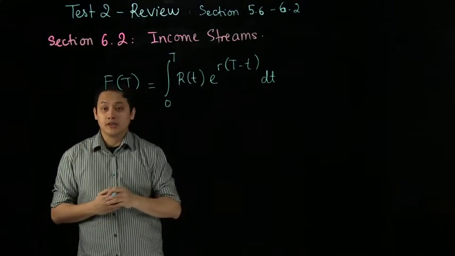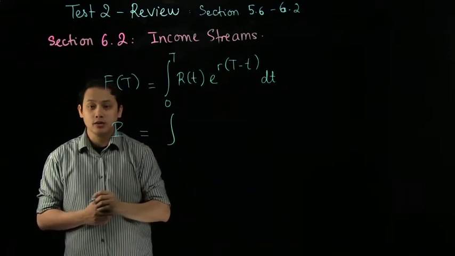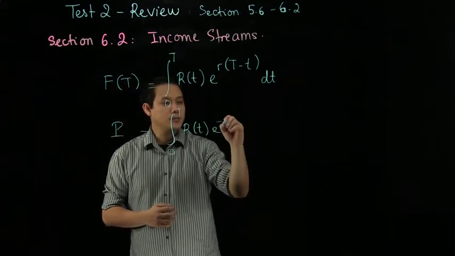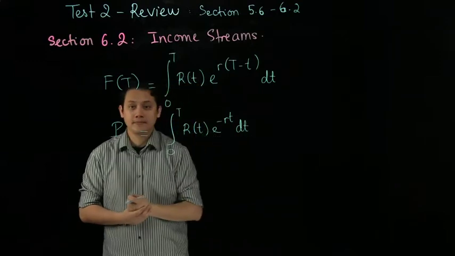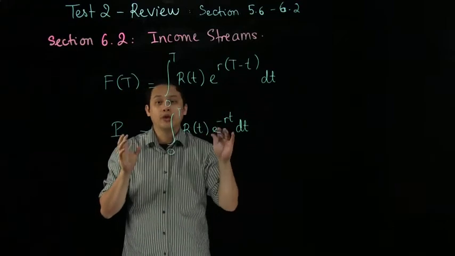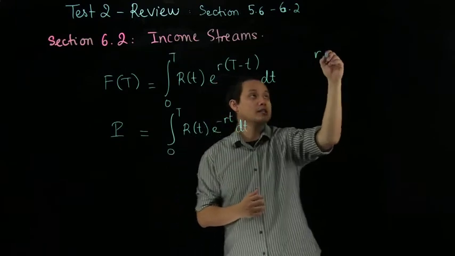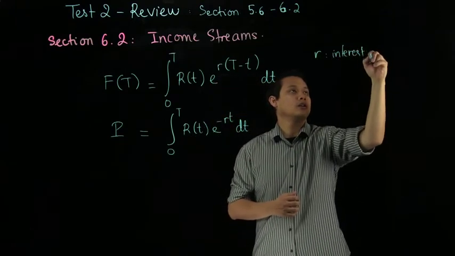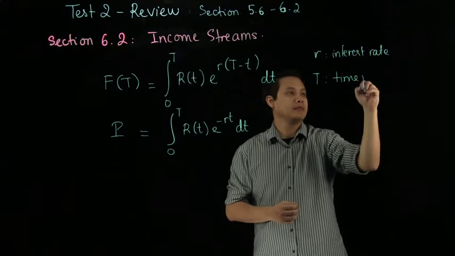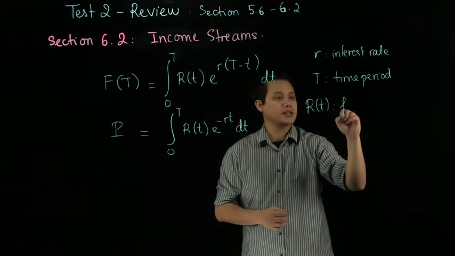And another formula that you need to know is the present value. Capital P is equal to the definite integral from 0 to T of R of t times e to the minus little r t dt. So all of these letters should be very obvious to you when you read the problem. And the explanation for these letters: little r is the interest rate, capital T is the time period, and R of t is the flow rate.